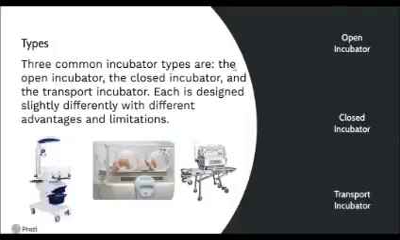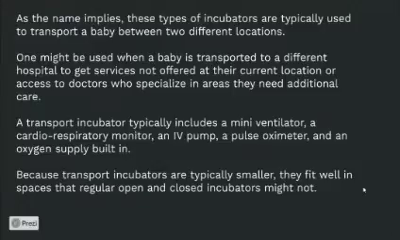The third type of incubator is the transport incubator. As the name implies, the transport incubator is used for the transport of the infant from one location to another, in case a particular facility is not provided in a hospital, or the expertise of another doctor is required, which is not present in that particular hospital at that time. The transport incubator typically includes a mini ventilator, a cardiorespiratory monitor, an IV pump, a pulse oximeter, and oxygen supply in it. A transport incubator is typically smaller and fits well in spaces that a regular open or closed incubator might not.